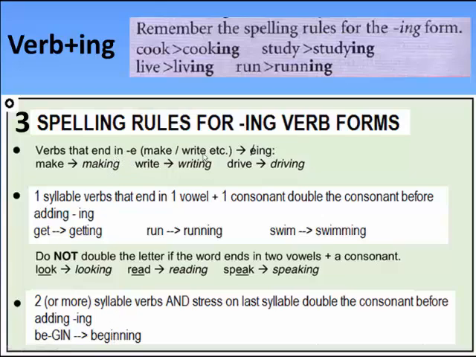So we have 3 rules. One specifically for verbs that end in e, one specifically for verbs that end in one vowel and one consonant, and they are one syllable. And if we have verbs with 2 or more syllables and the stress is on the last syllable, we double the consonant.